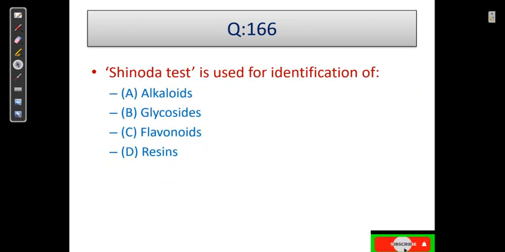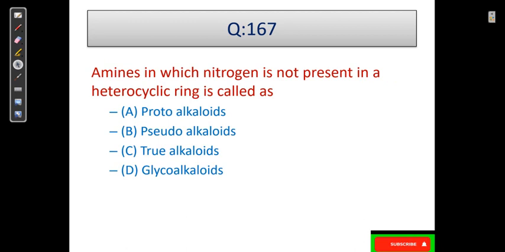Shinoda test is used for identification of flavonoids. Amines in which a nitrogen is not present in a heterocyclic ring are called protoalkaloid, pseudoalkaloid, true alkaloid, or glycoalkaloid. So the correct answer is protoalkaloids.